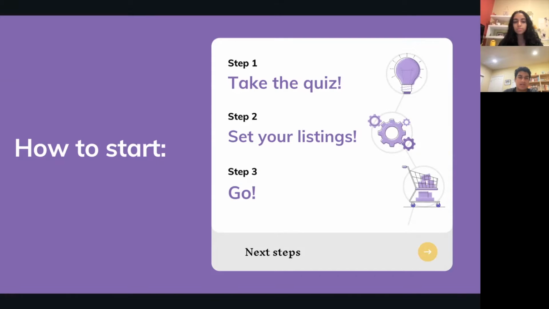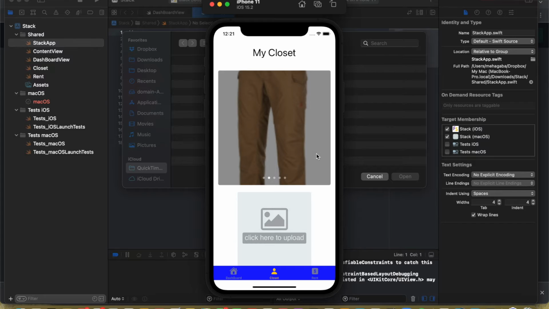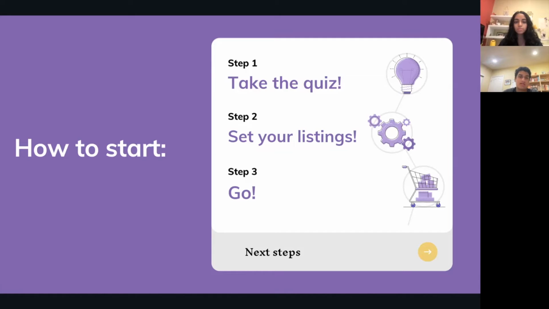Then the My Closet page. In My Closet, you would upload an image of your clothing item. When you upload the image, you tag it with a label, such as ripped jeans, and FashStack would suggest a price at which you should rent it out monthly.